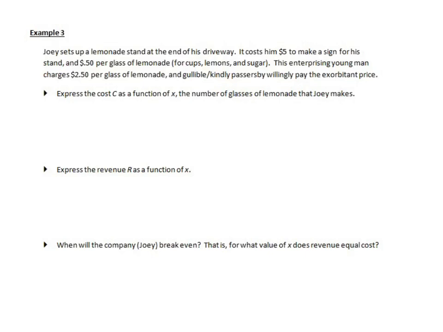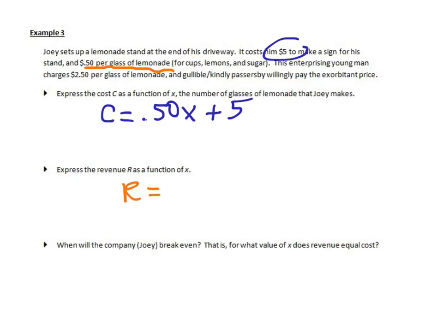All right, so cost equals the variable cost. And if we look back through the problem, that's 50 cents per glass of lemonade. Right, and then his fixed cost, that's his $5 to make a sign for his stand. Express the revenue as a function of X. So revenue is the amount of money he's earning, which is $2.50 per glass.